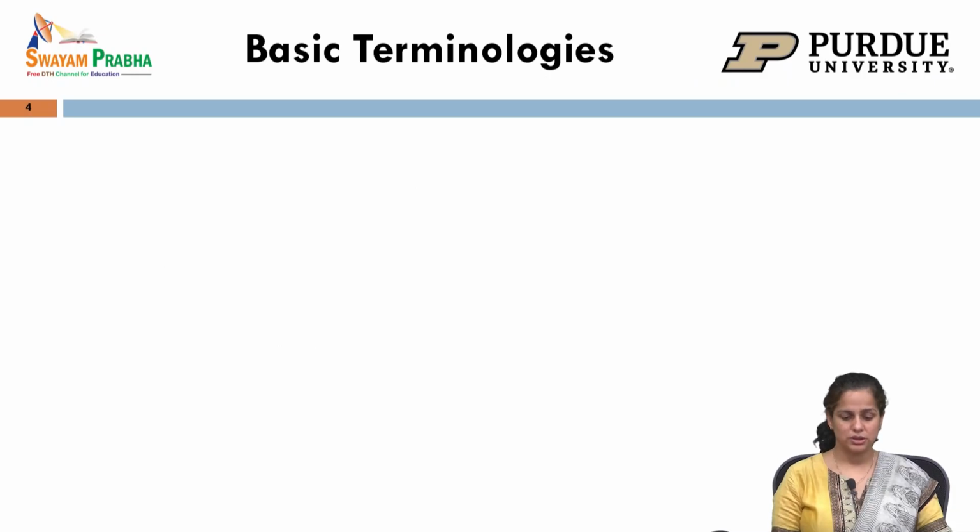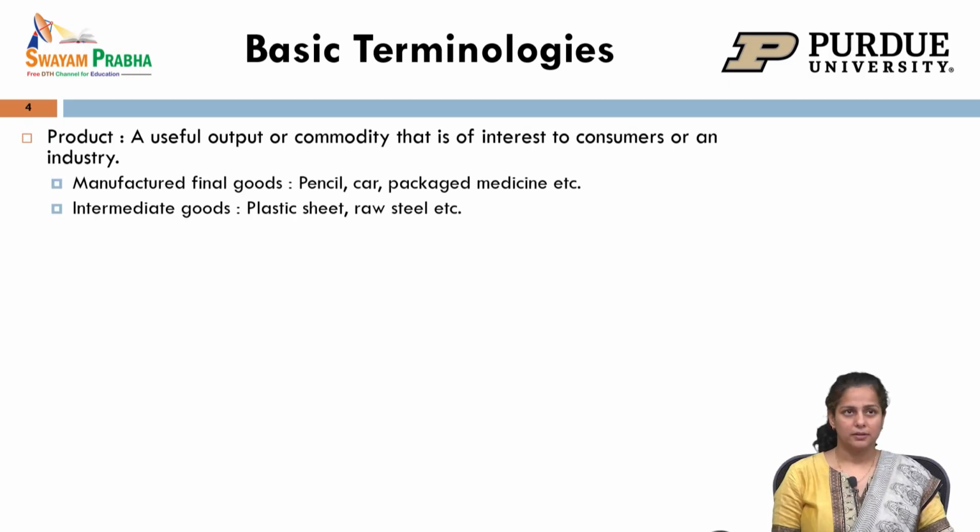Basic terminologies. In any scientific field, when we start to study that field, knowing the nomenclature and the terms that are used is very important. So, we will do the same thing when we start to study life cycle assessment. The first thing that LCA practitioners generally talk about is product. So, what is a product?